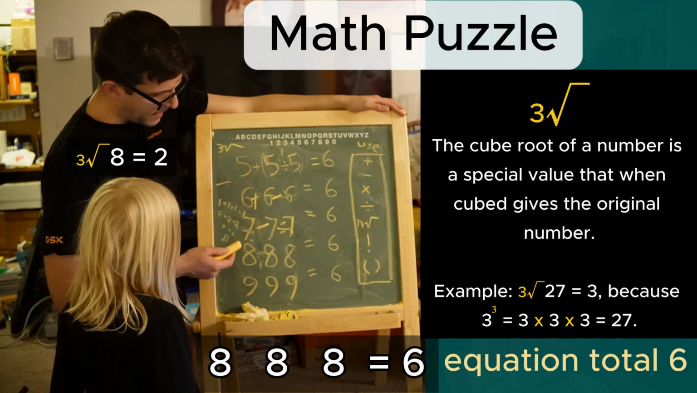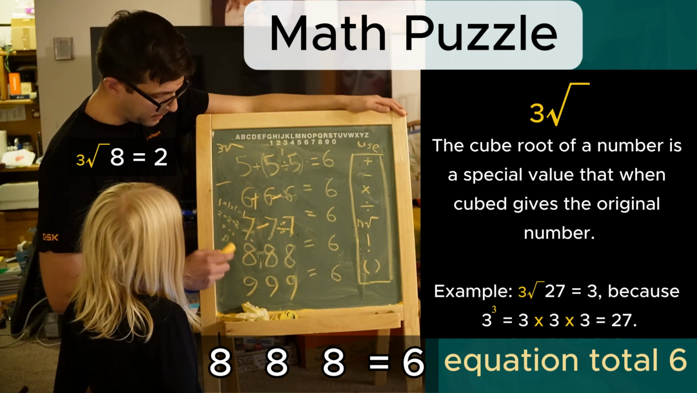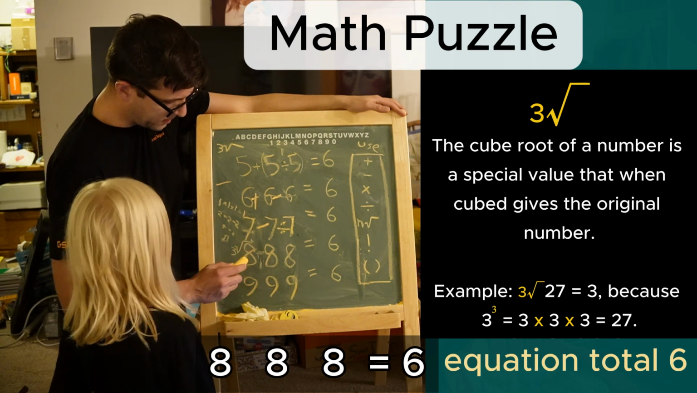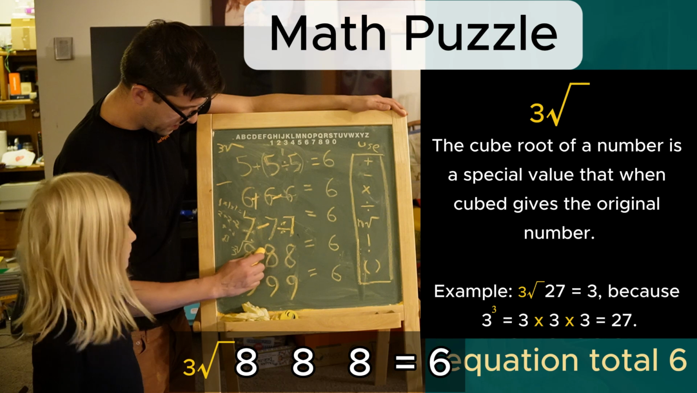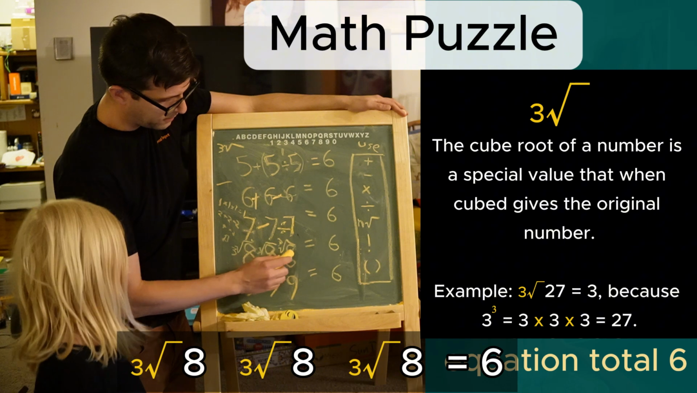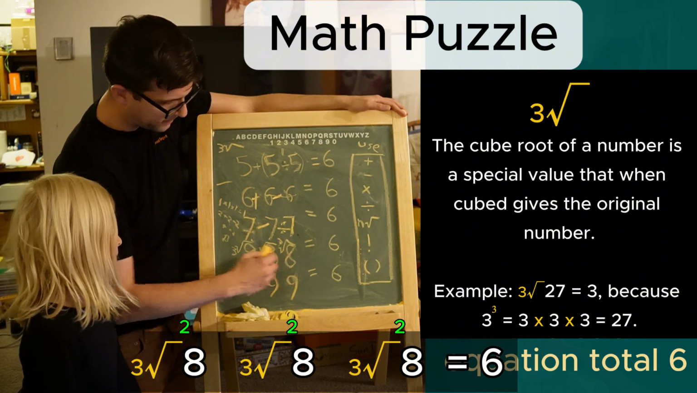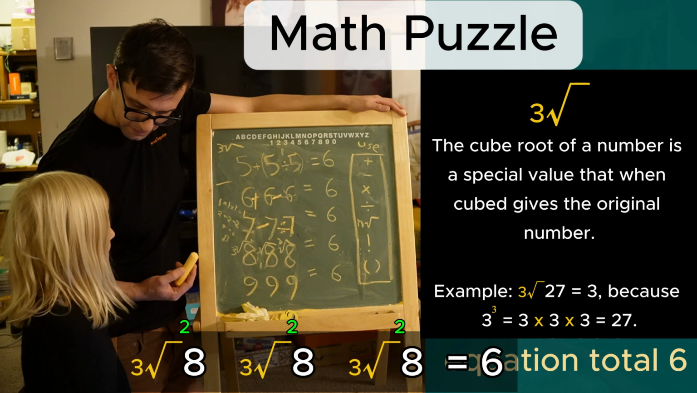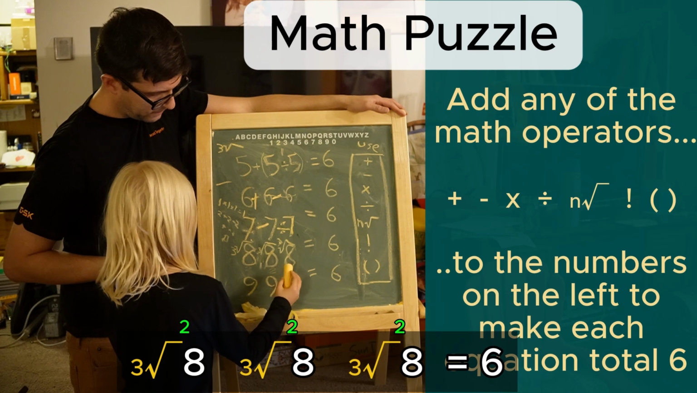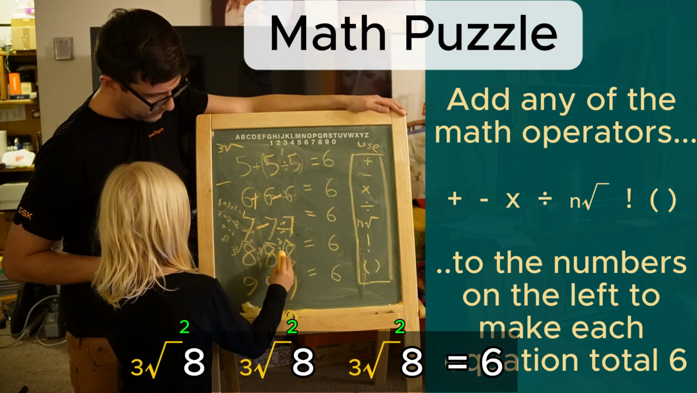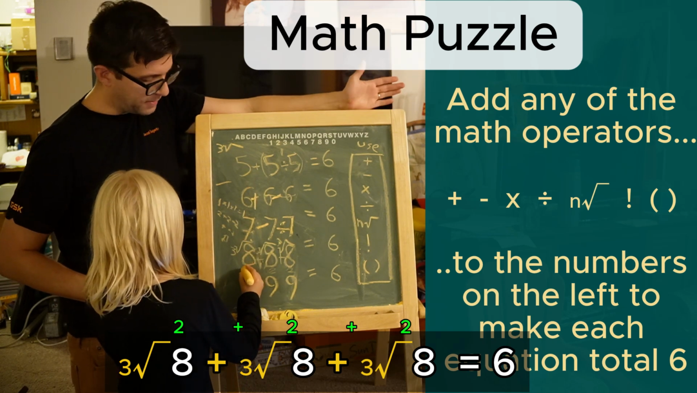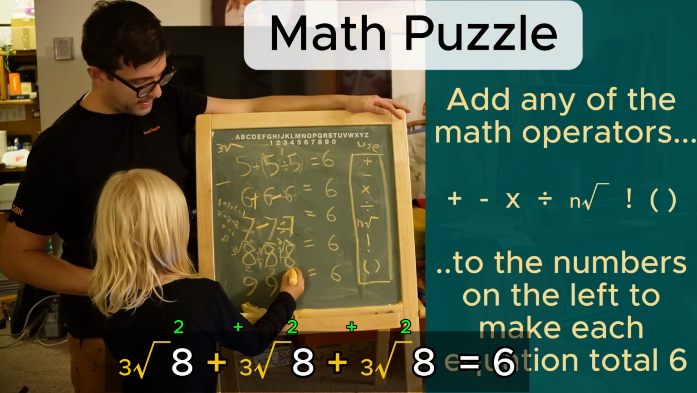So now we can go back to the one we did earlier, and if we take a cubed root of all these 8s, cubed root of 8, cubed root of 8, that would turn all these 8s into 2s. So now we have 3 2s here. Now can you solve that one? Yep. Cubed root of 8 plus cubed root of 8 plus cubed root of 8 equals 6. We got it.